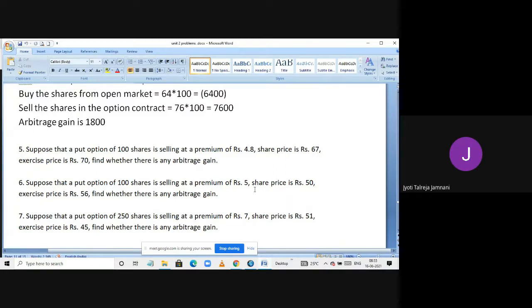So yesterday we were doing sums on arbitrage. We had done on call option. Today we'll start with the put option. So the fifth sum is on put option.